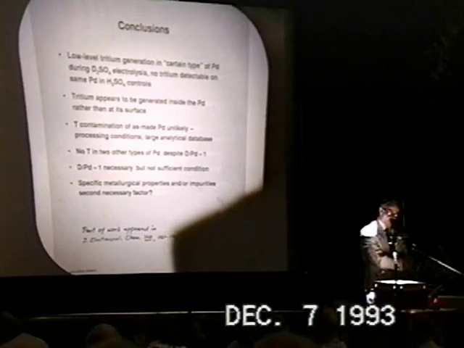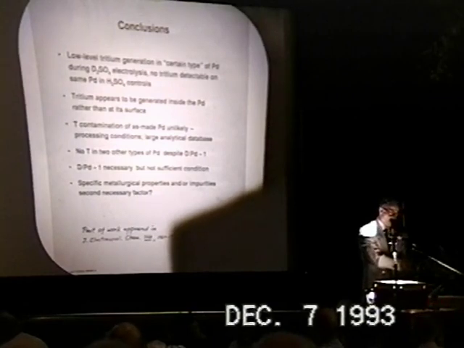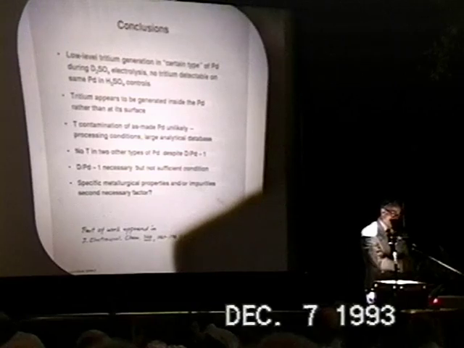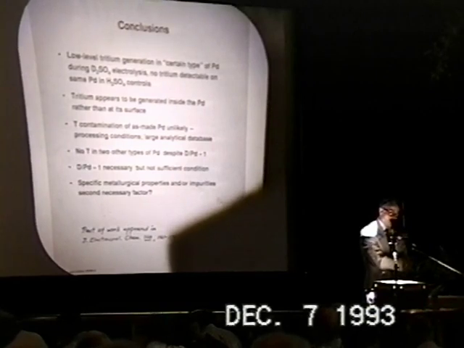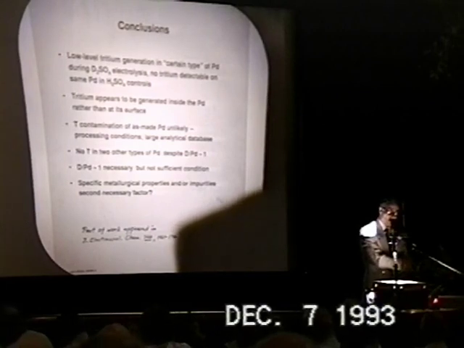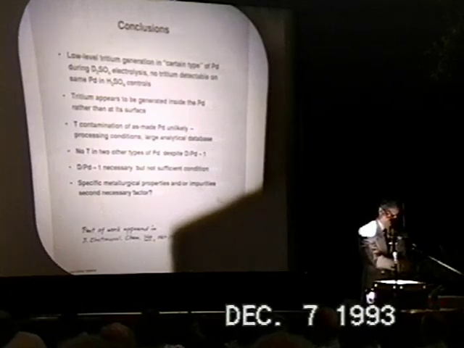But we find no tritium at all in the same palladium from the same spool in 4 control cells. Tritium appears to be generated inside the palladium rather than at its surface. Tritium contamination of the palladium is unlikely. No tritium has been found in two other types of palladium, one Johnson-Matthey palladium and another palladium, in spite of the fact that we managed to reach D/Pd ratios of 1.